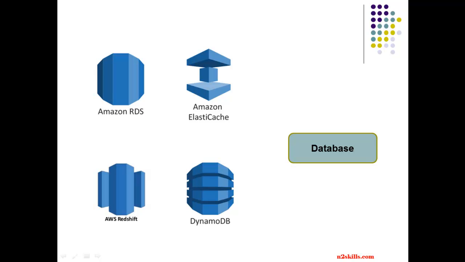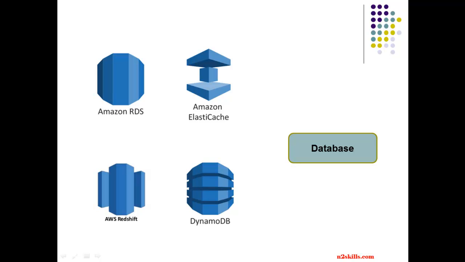Amazon Relational Database Service, or RDS, makes it easy to set up, operate, and scale a relational database in the cloud. It provides cost-efficient and resizable capacity. The relational database choices that you have under RDS are MySQL, Oracle, Microsoft SQL Server, Postgres, and Amazon Aurora.